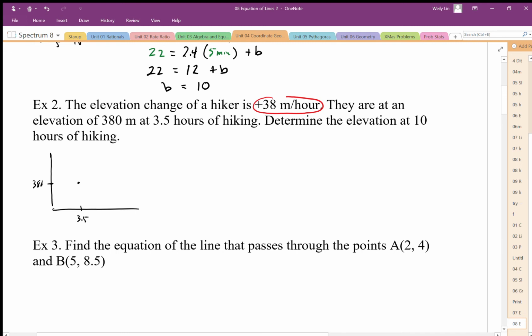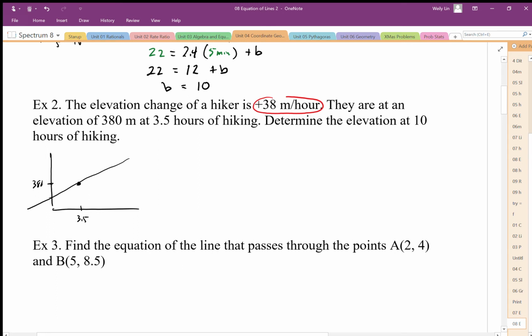Okay, and they're going up at 38 meters per hour. So we have some point that we can start at, and we can actually go back to 0 using our rate. We can go back 38 meters for 1 hour, another 38 for another hour, another 38, and then half of 38, and we can get back to 0 time. So that would definitely work. We can use our graph to do that. We can use a table to do that.